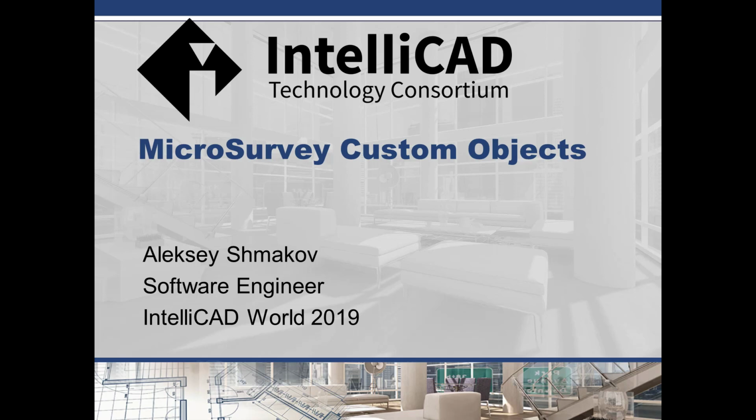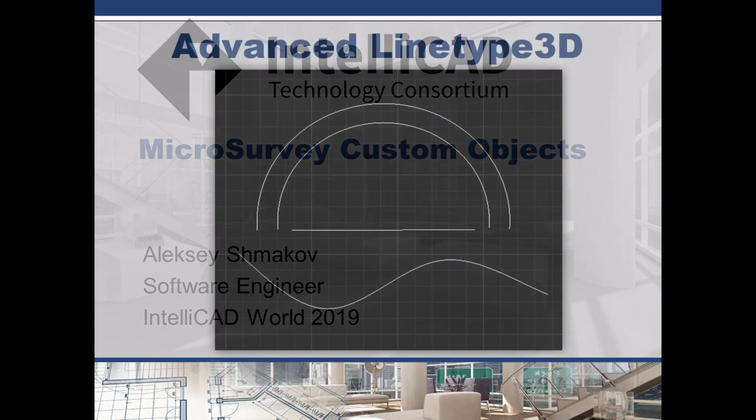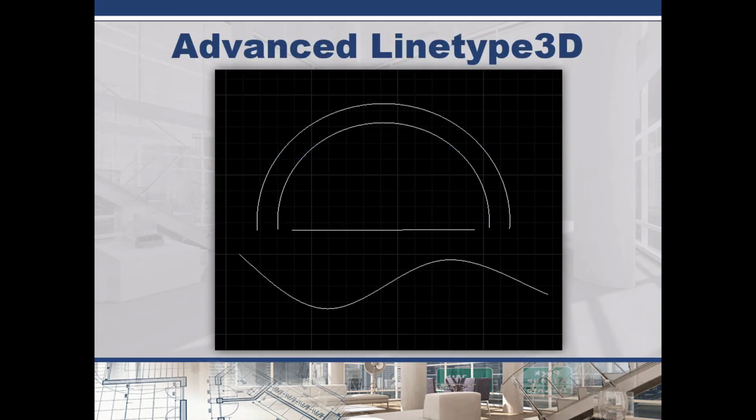At the previous ITC World Conference, my colleague Piotr Chekmarev presented the advanced Linetype custom objects. Let's briefly recap what it is. It is a big, complex entity. It allows you to create baselines that could be drawn with different complex 3D line types. Let's have a look at the example. Here are some baselines. There are arcs, a line, and a spline.